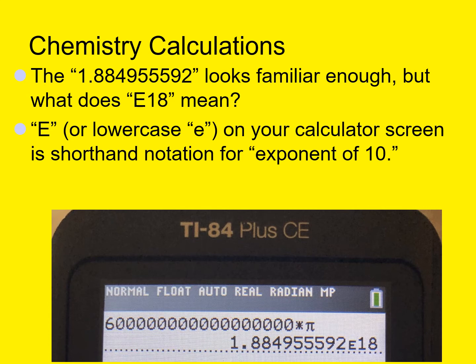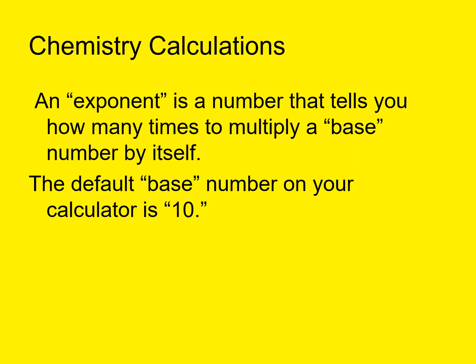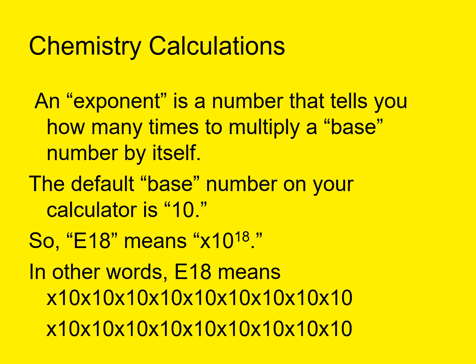The E, whether it's a capital or on some calculators a lowercase, is called the exponent of 10. Now, an exponent is a number that tells you how many times to multiply a base number by itself. And the default base number on your calculator is 10. So if you see E18 or E anything on your screen, it means to write times 10 and then write that number as an exponent. In other words, E18 means times 10, 18 times.